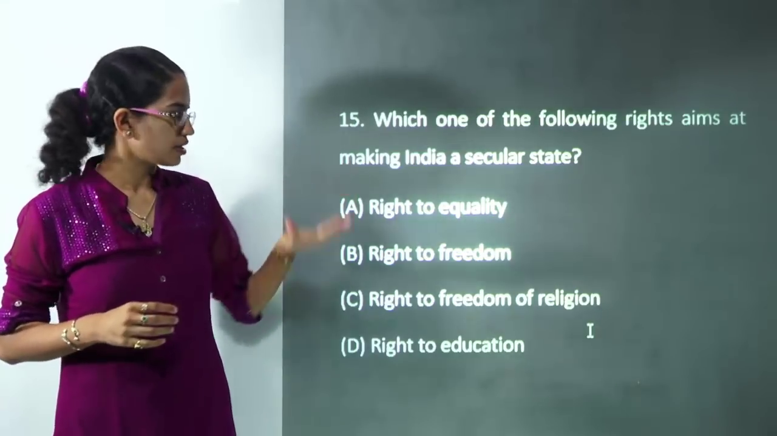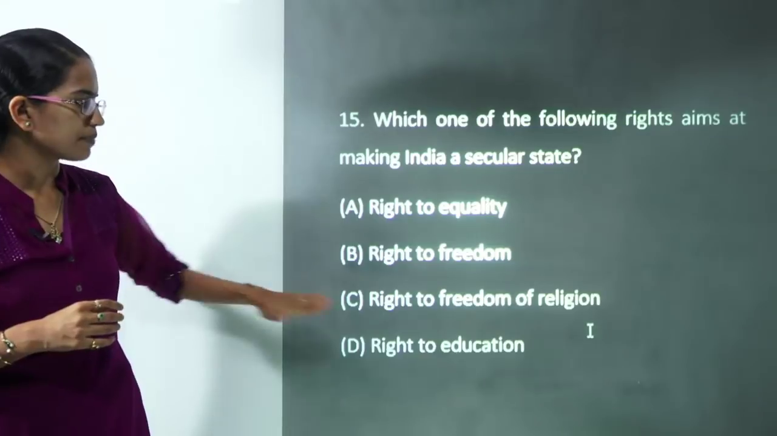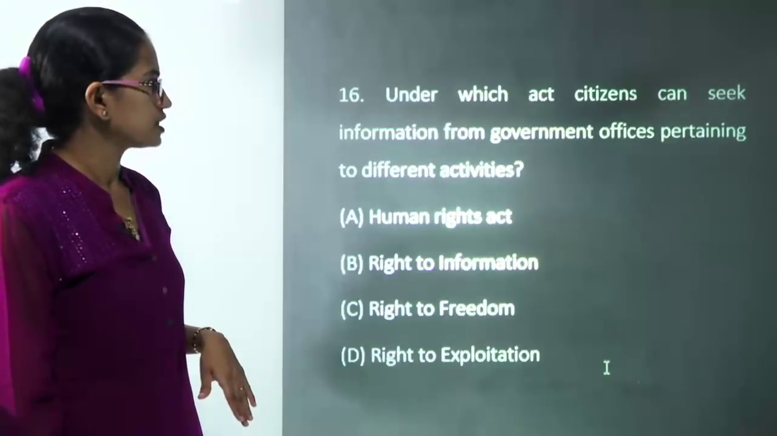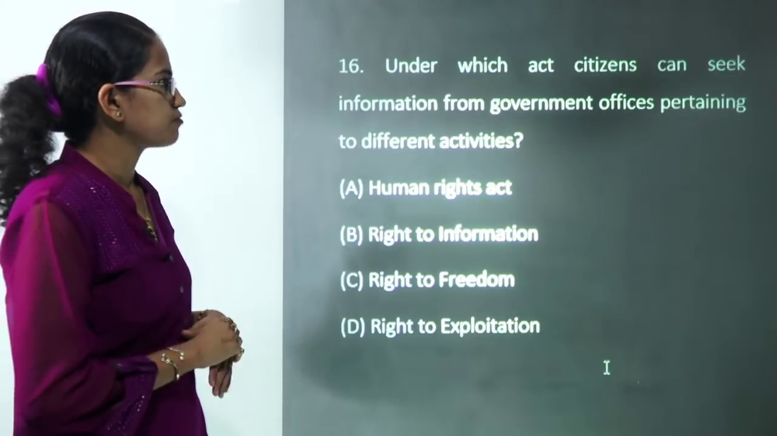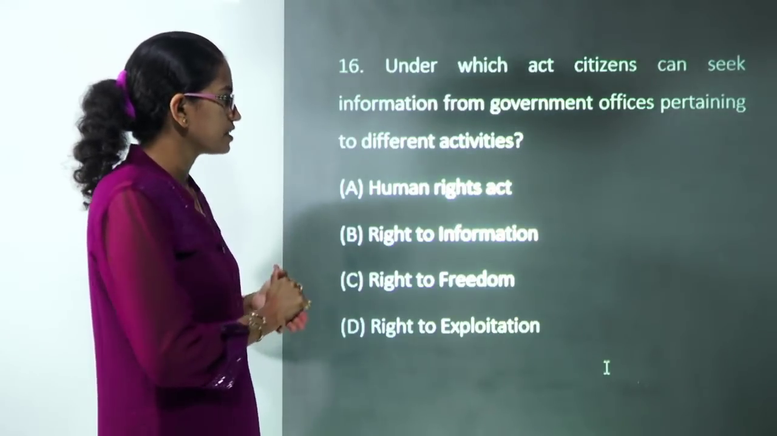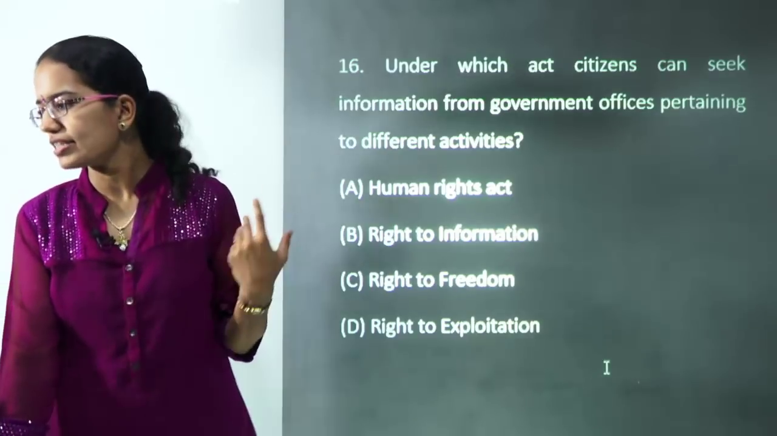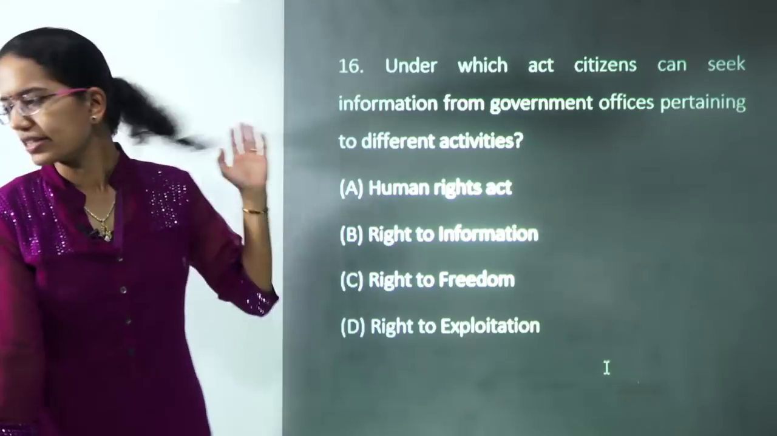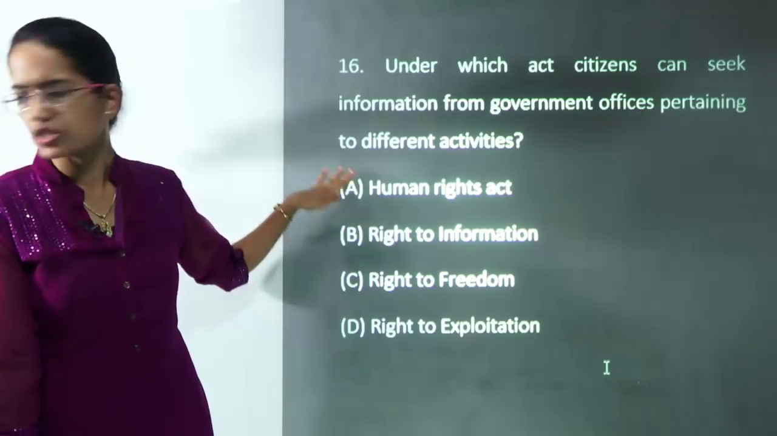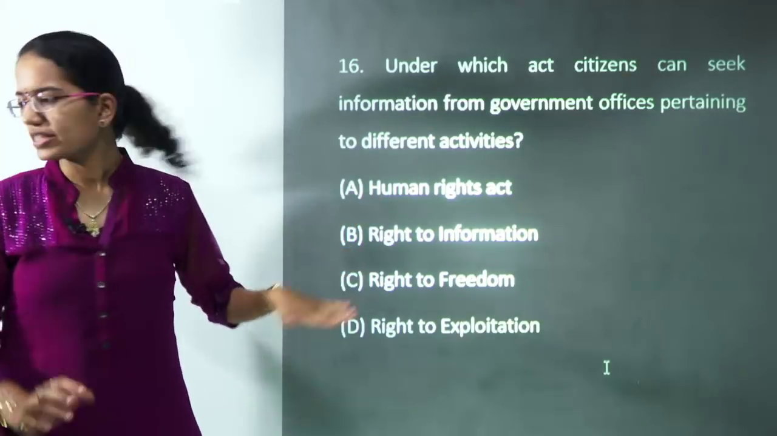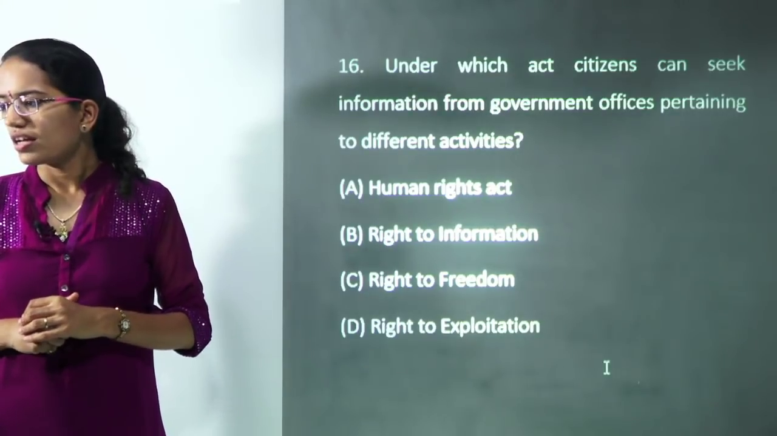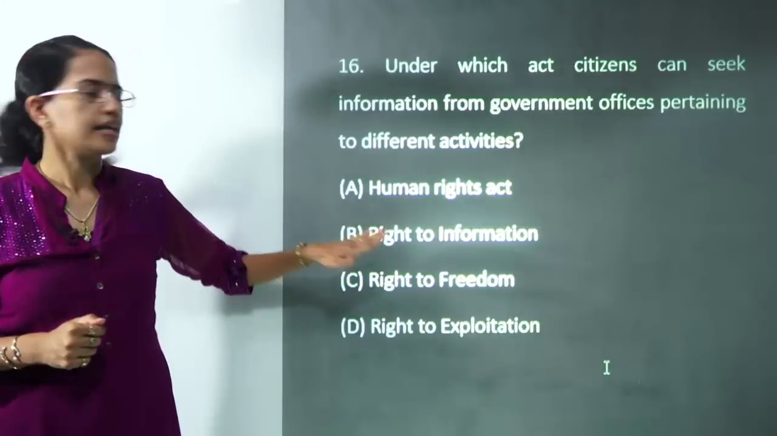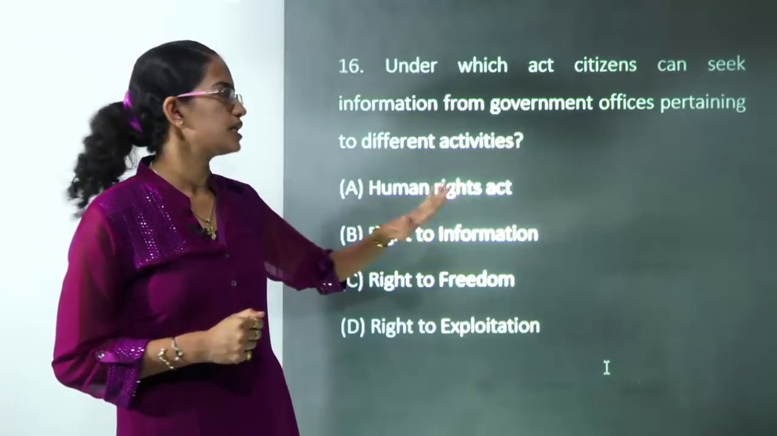So you have question number 15. I have a lot of C coming up, so correct. So C is the right answer here. Coming on to the next question, under which act can a citizen seek information from government offices pertaining to different activities? Recently it had been in the news. It's not right to equality. It's okay, so that was a different question. You have question number 16, no, it's not right to freedom. Okay, the correct answer here is B, correct.